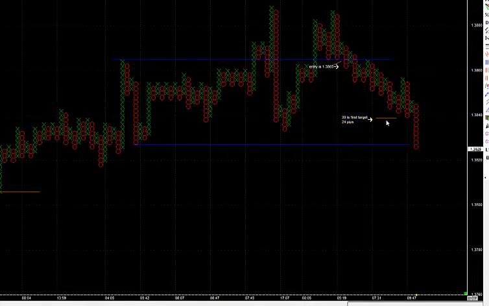And where I would target it to, if it was going to be a second target, would be incorporating the data here or a psychological level. Now, it didn't hit 20.